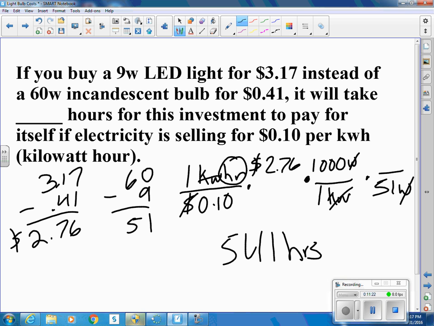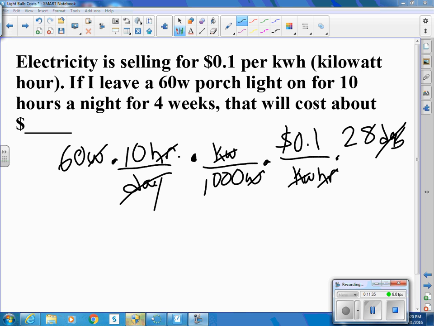So for a light bulb that's expected to last 10,000 hours, it pays for itself over and over and over. Okay, so just real quickly on this one, you may have to just pause it. That turns out to be $1.68.